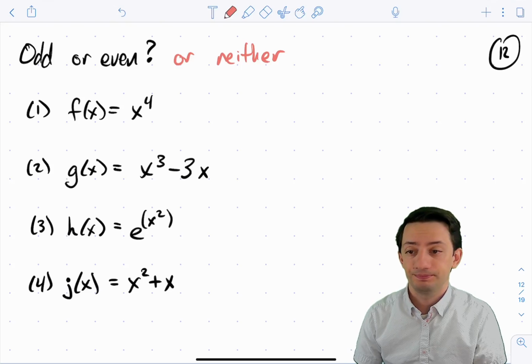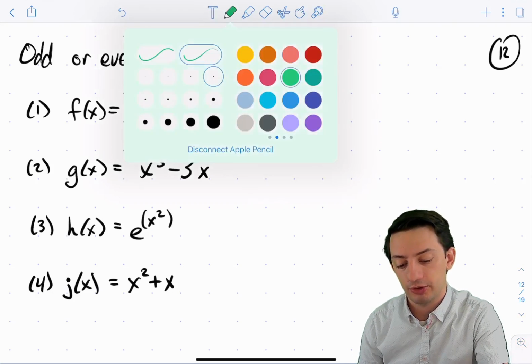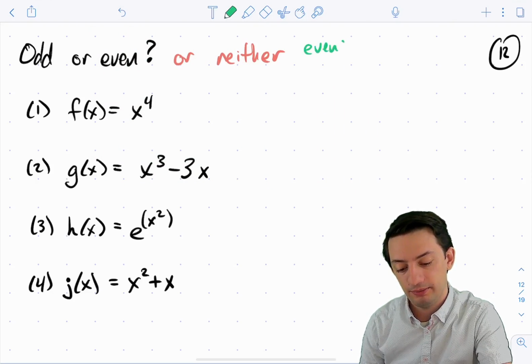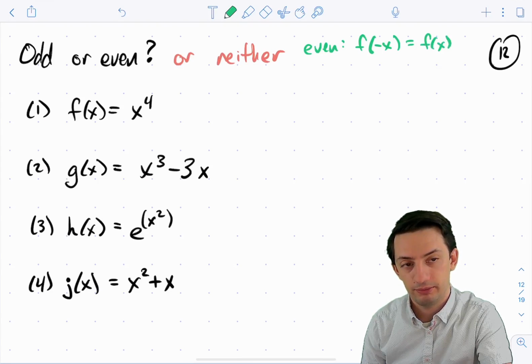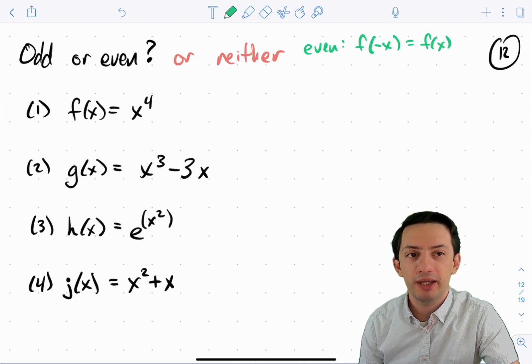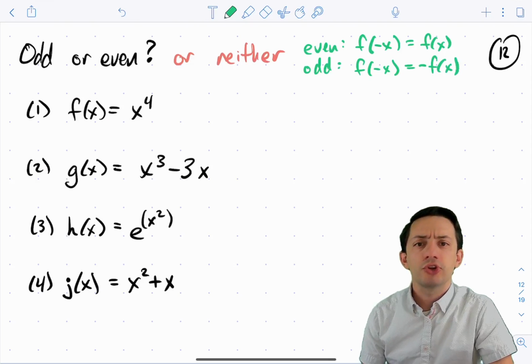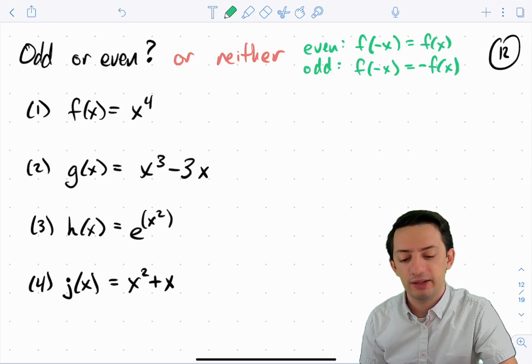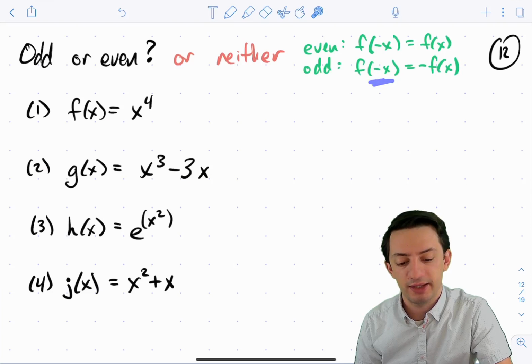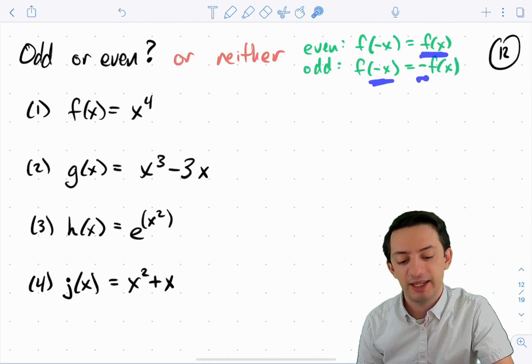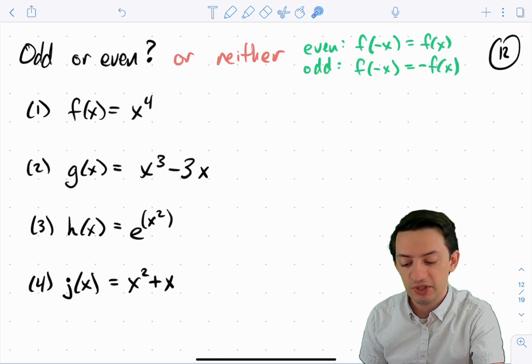Now, the best way to do this, we've got our two tests. The test for even is that f of -x equals f of x. So that says when I plug in -x, I need to get back the same thing I started with. The test for odd is f of -x equals -f of x. So we're going to plug in -x and see if what we get is f of x, in which case we're even, negative f of x, in which case we're odd, or neither, in which case we're neither. So this is actually pretty quick to do.